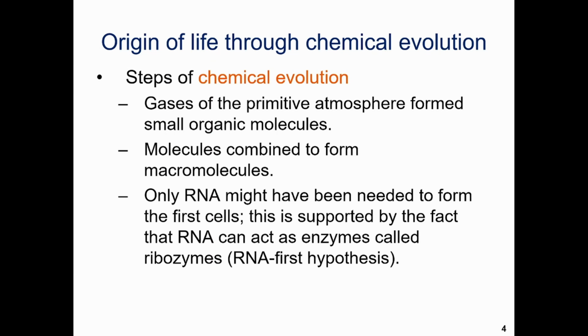And one of the hypotheses is that RNA came first when it came to forming the first cells. That RNA was the only thing needed instead of DNA, because RNA can actually act both as a form of genetic information storage, as well as act as an enzyme. So it has a dual purpose, and that dual purpose is extremely important to supporting living things.